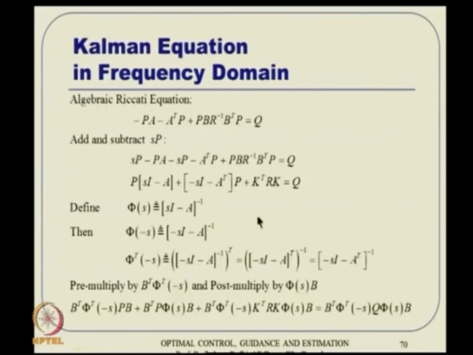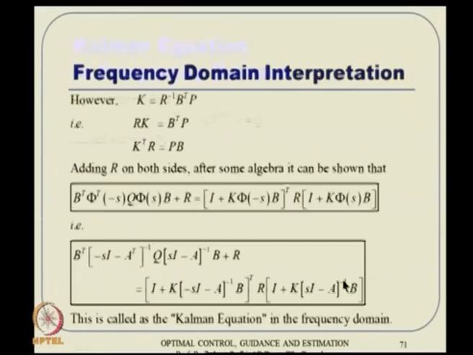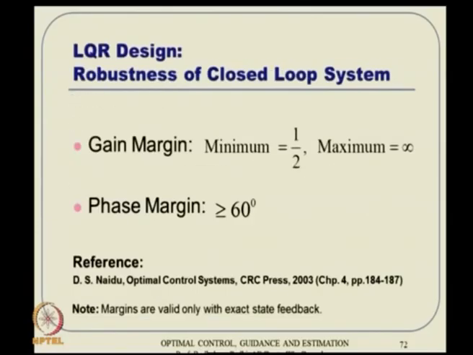If you start from the algebraic Riccati equation, you can add and subtract this sP term, do a lot of algebra, and then define this polynomial phi of s as (sI minus A) inverse, and then carry out this pre-multiply and post-multiply operation. Essentially, it ends up with an equation like this, which is called the Kalman equation in the frequency domain. It is possible to use this equation to derive the gain matrix values. I have given examples as well.